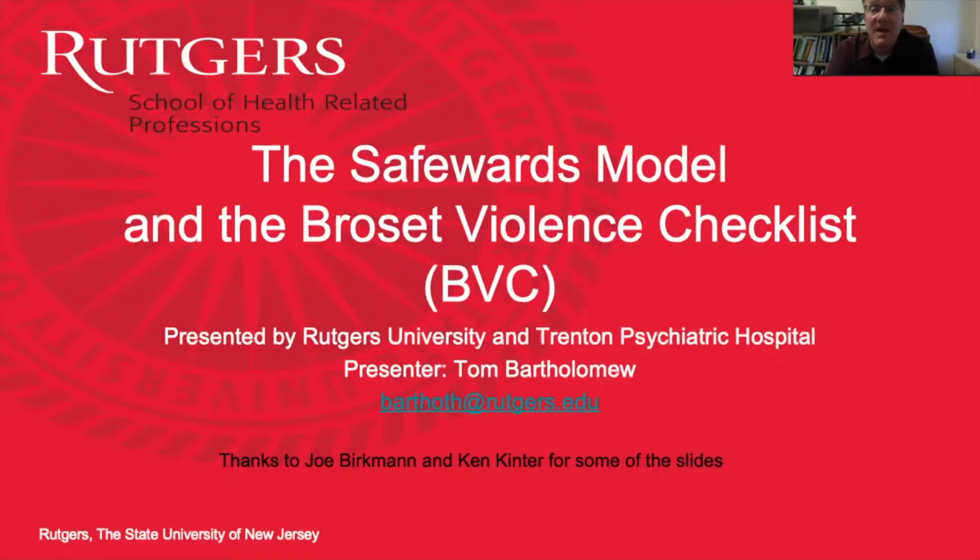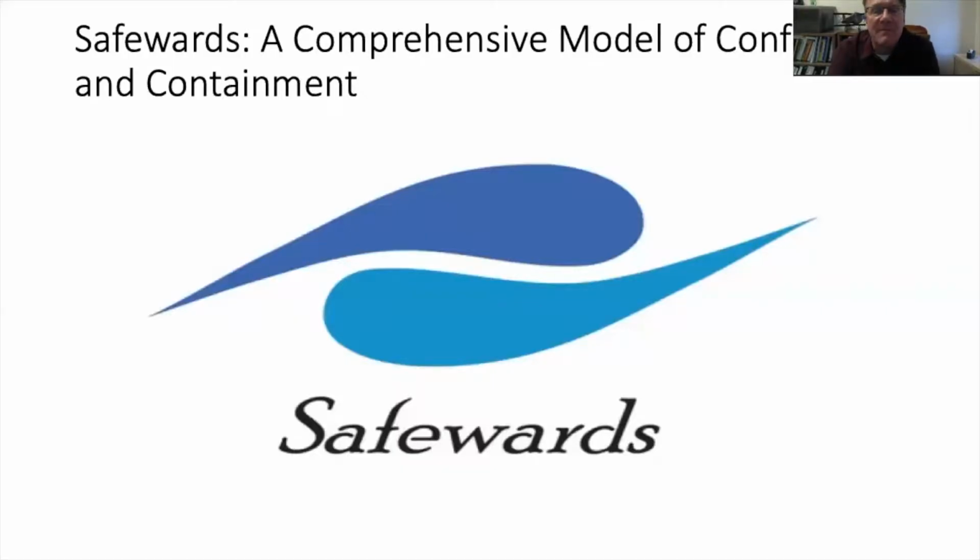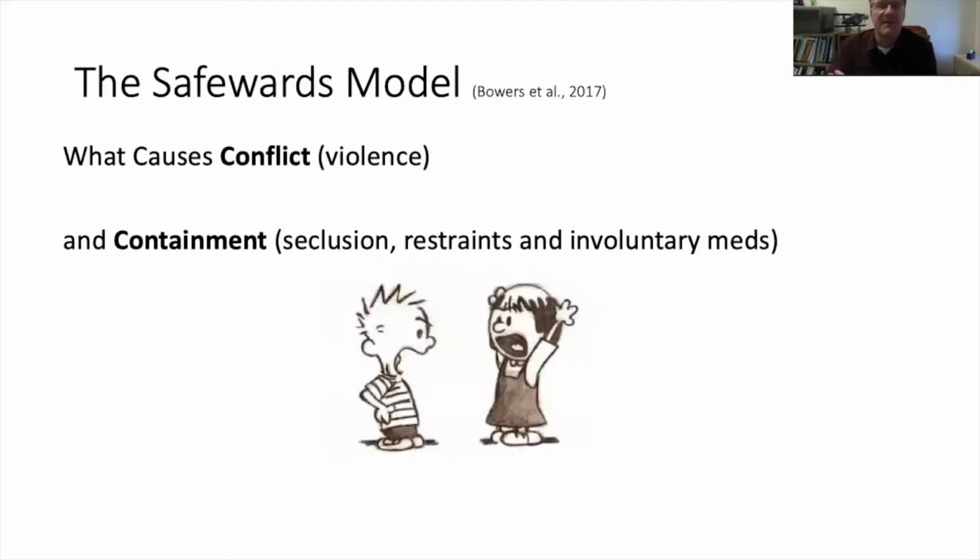Today we're going to talk about the Safewards model out of England and the Broset violence checklist out of Norway. The Safewards model is a comprehensive model of conflict and containment. Specifically, it tries to answer the questions: what causes conflict and what causes containment? Containment, in this case, is seclusion, restraints, and involuntary medication. Conflict is violence, and it could also include patients that hurt themselves.